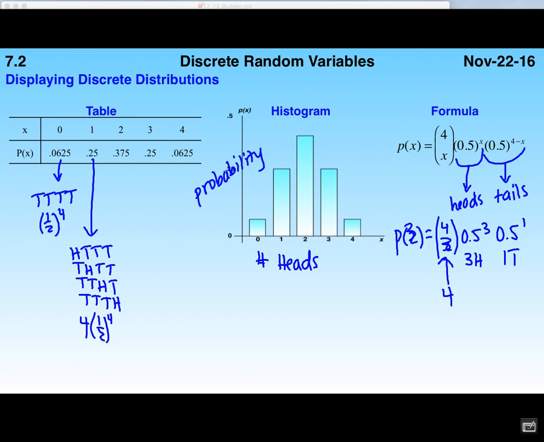So this is a probability distribution. I might ask you, what's the probability of getting a 3? What's the probability of getting at least 2 heads? Something like that.